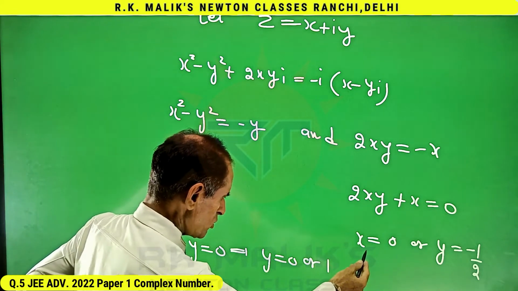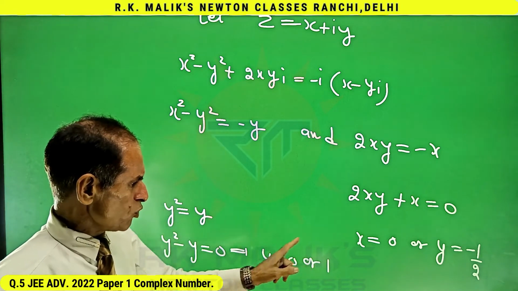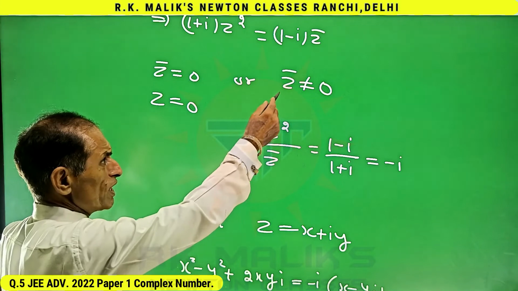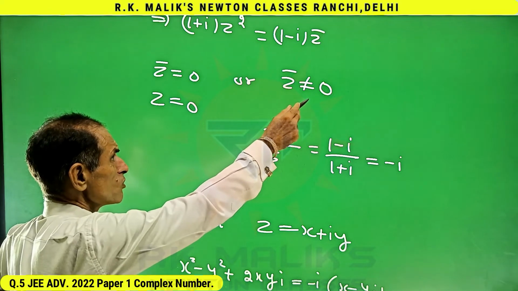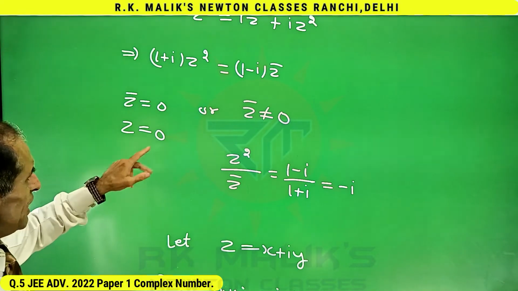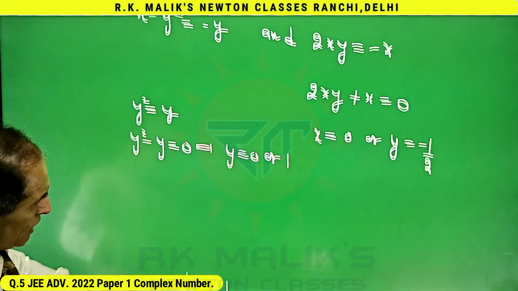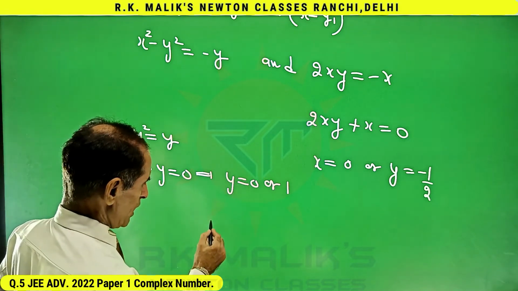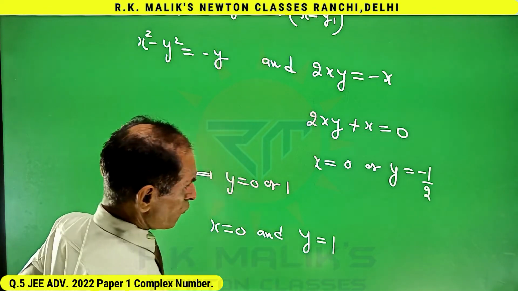That is when x is 0, in that case y can be 0 or 1. But when x is equal to 0, y equal to 0, this case will be rejected, because when I started from this portion, I had supposed that z bar is non-zero. Z bar is non-zero means z is non-zero. The case z equal to 0 is separate, that I have already counted. The case z equal to 0 will not be counted here. Hence, I have got the conclusion that x equal to 0 and y equal to 1.